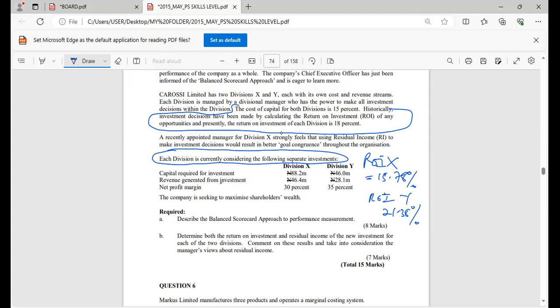The managers of division X will likely reject any proposal based solely on ROI, as the division X investment only has an ROI of 15.78%, compared to 18%.